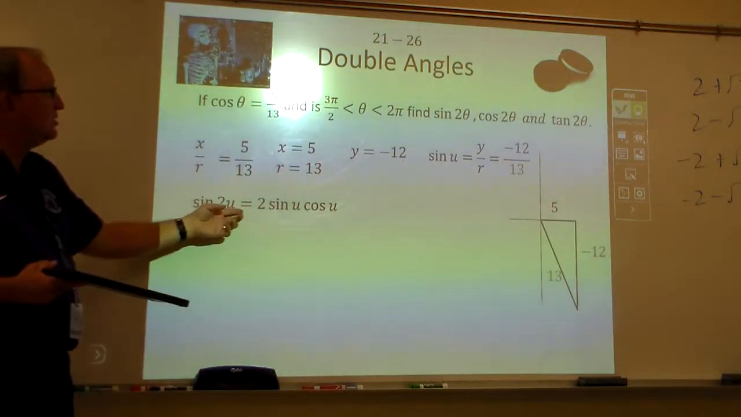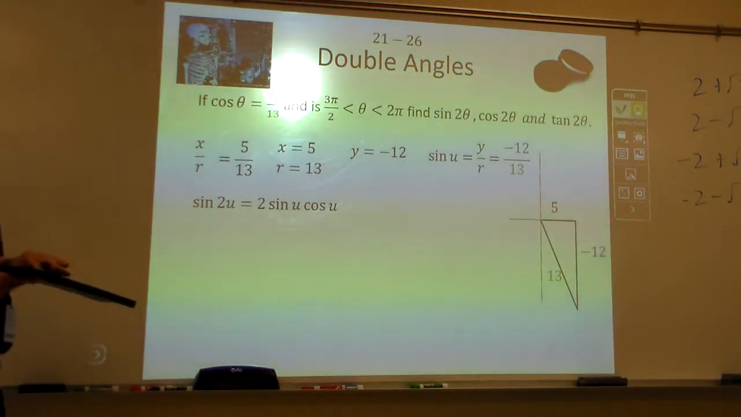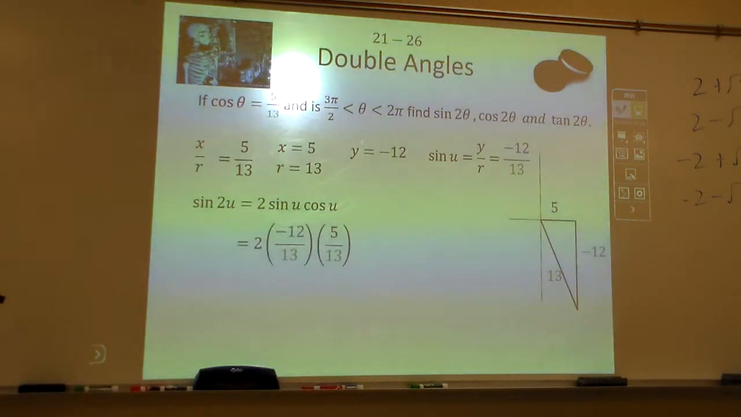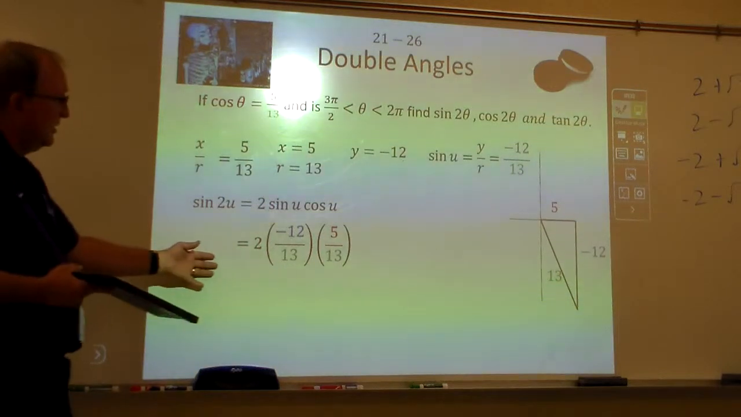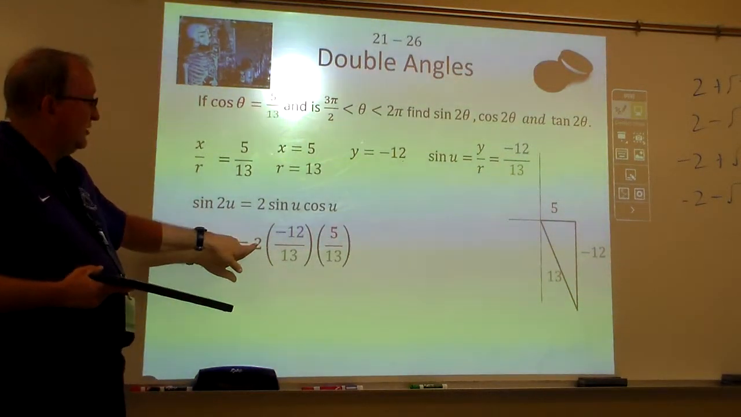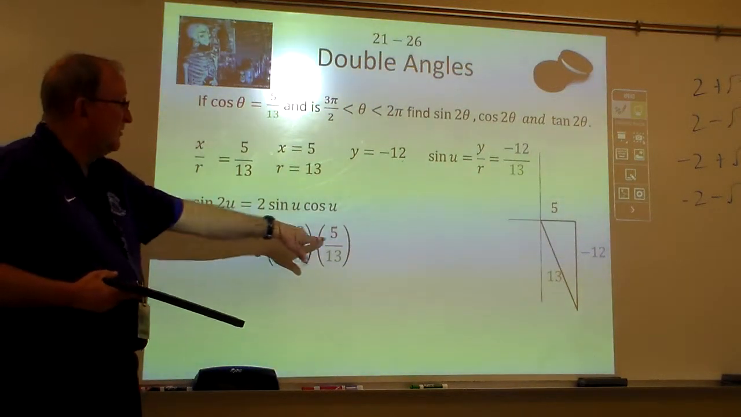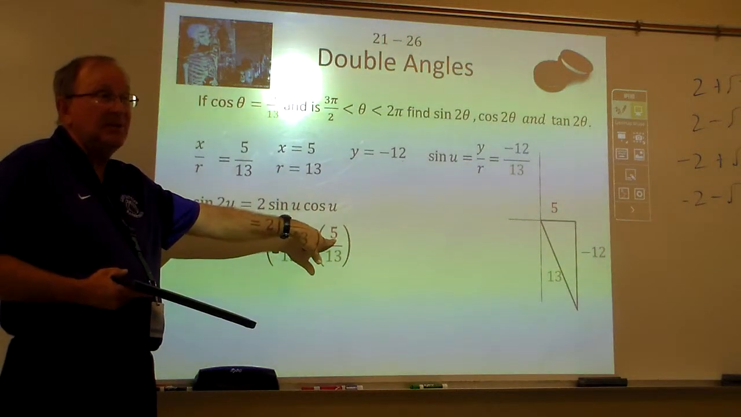To find sine 2u, or to double the angle, all I'm going to do is plug it in. So here's what I plug in. Now you can go straight to your calculator, type it in if you want, but I kind of did this here. I mean, 2 times 12 is negative 24. I did 2 times 5 because that's easy, it's 10. 10 times negative 12 is what?